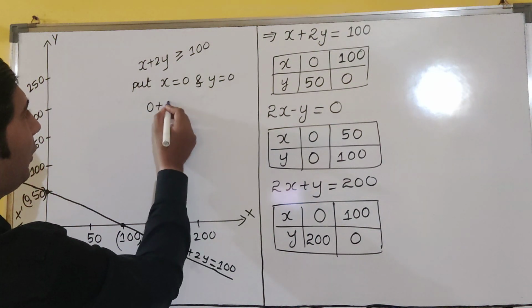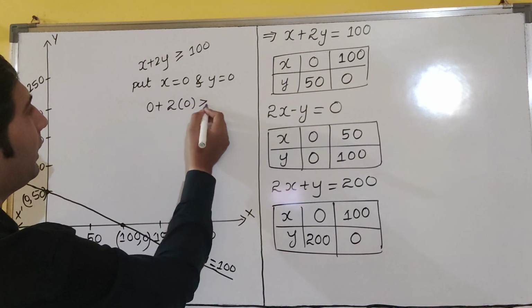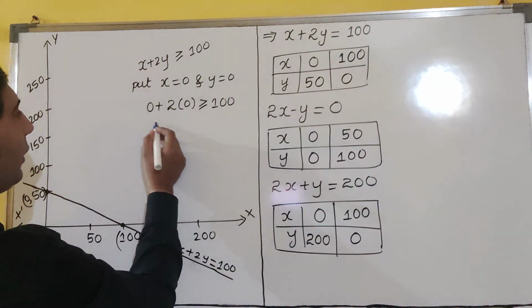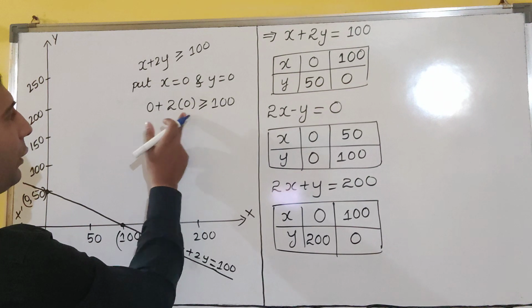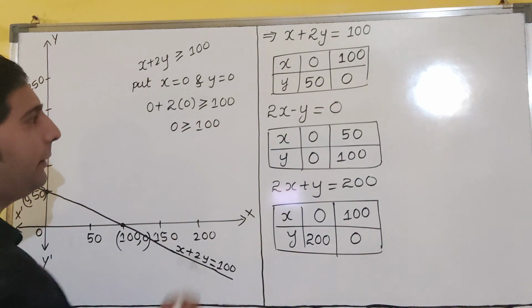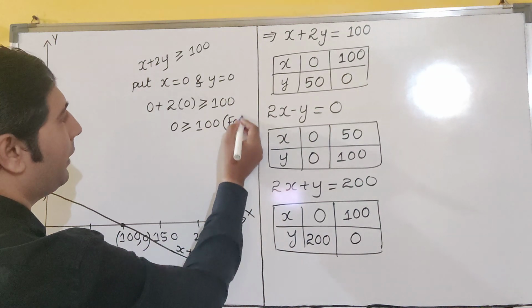So x is 0, 2 into 0 greater than or equal to 100. So I am putting x and y as 0. So 0, 2 into 0 is 0, 0 plus 0, 0. 0 is greater than 100. It is false, dear students.